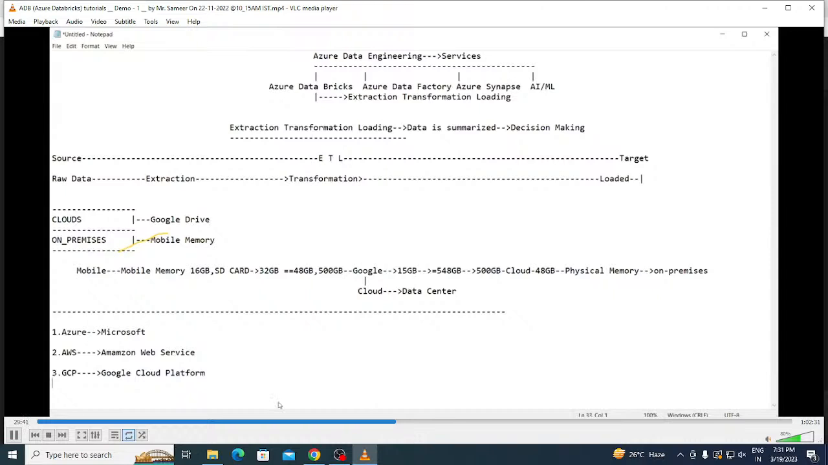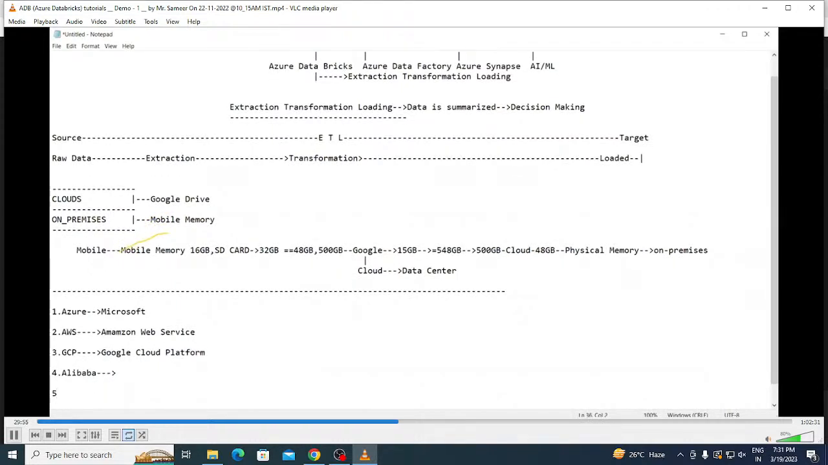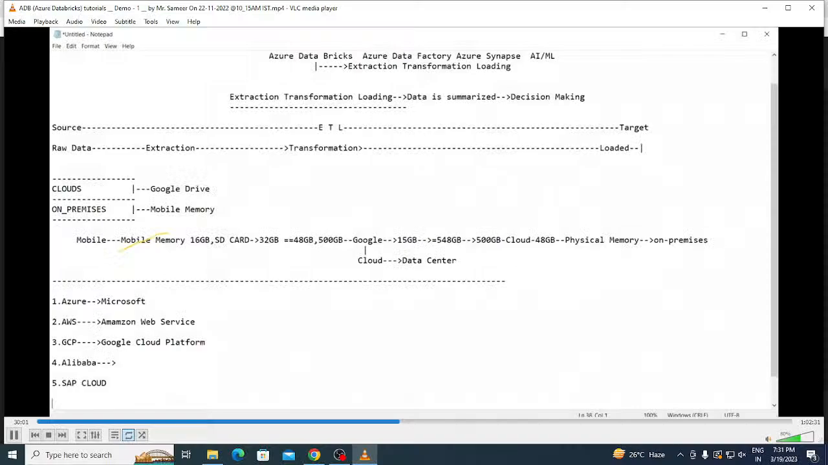Google Cloud Platform. Okay, guys, Google Cloud Platform. Then afterwards, we have Alibaba. This is a China-based cloud provider. And then we have the SAP Cloud. Likewise, Oracle Cloud is there, etc. These are all the cloud providers. But the market leaders are the first three, and number one is Azure in providing the cloud services.